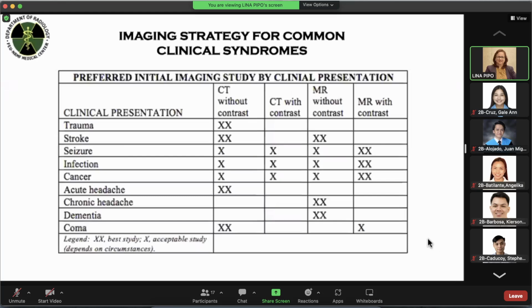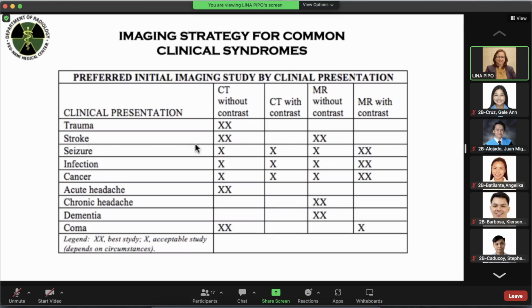This is an important table where you will see the preferred initial imaging study by clinical presentation of your patient. It will help you a lot if you become a clinician someday. In cases of trauma, you can request a plain CT scan. You don't need contrast, you don't need MRI. In cases of trauma, you just want to evaluate if there is intraparenchymal hemorrhage, intracranial hemorrhage, or a fracture in the skull vault. Plain CT is enough.